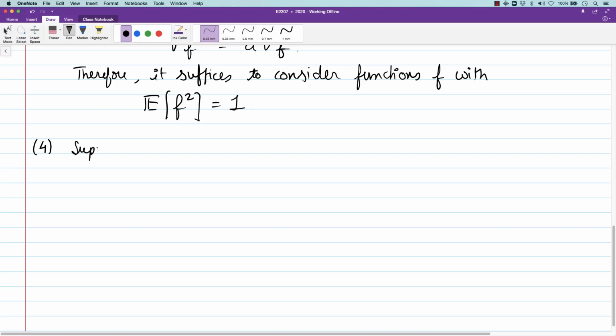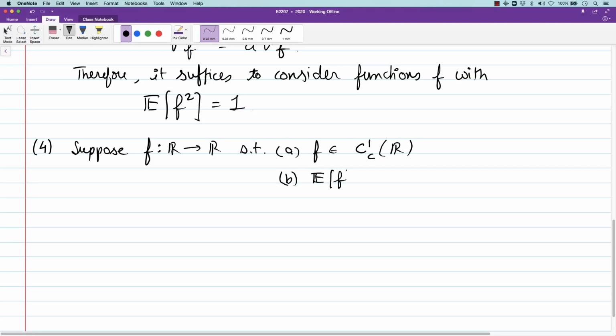Suppose you have a function f from R to R such that f is continuously differentiable and the expected value of f squared is 1, where x is the standard Gaussian random variable, standard normal random variable. Suppose you have such a function. So we'll define a new probability measure. Let p be the Gaussian measure.